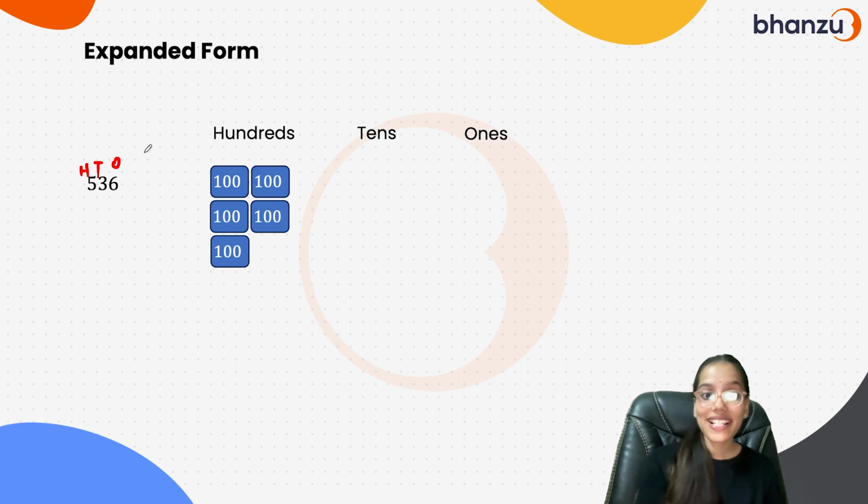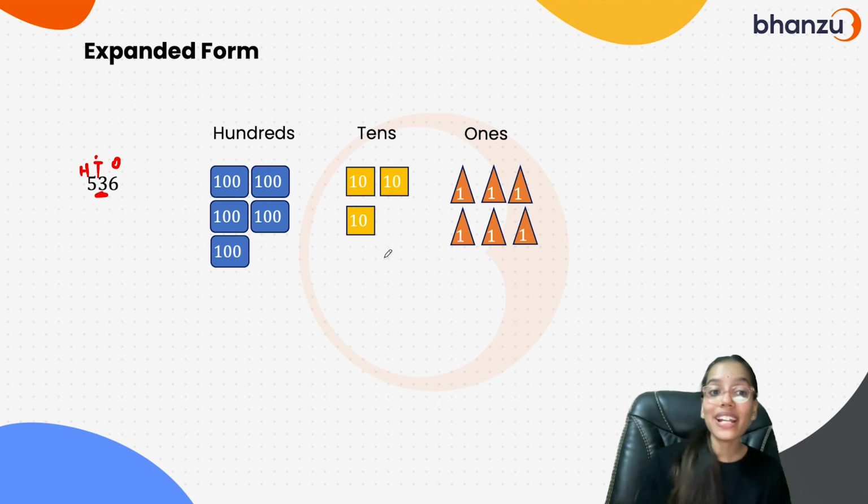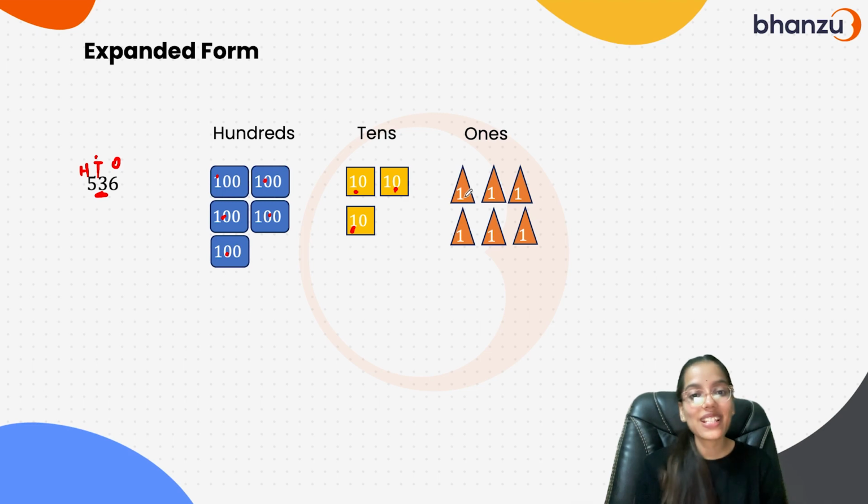And how many tens we have? 3. So it says 3 tens, correct? What is 3 tens? 30, correct? And then in ones place, how many ones do we have? 6 ones. So I have represented the number 536 as 5 hundreds, 1, 2, 3, 4, 5. 5 hundreds. 3 tens. 1, 2, 3. And then 6 ones. 1, 2, 3, 4, 5, 6.